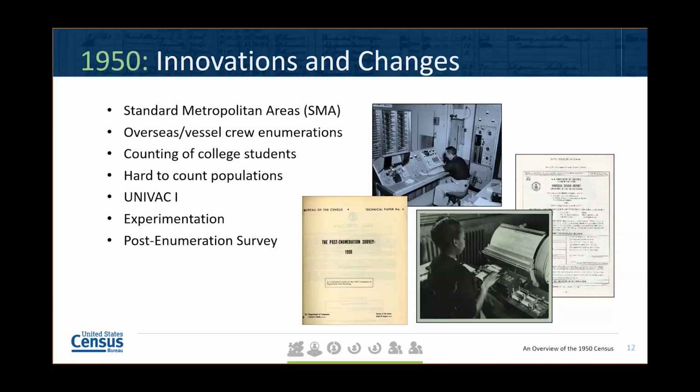In fact, serial number 1 was on the computer that we used. And we experimented for the first time during the census in 10 districts in Ohio and Michigan, and that's where we experimented with self-enumeration versus direct enumeration.